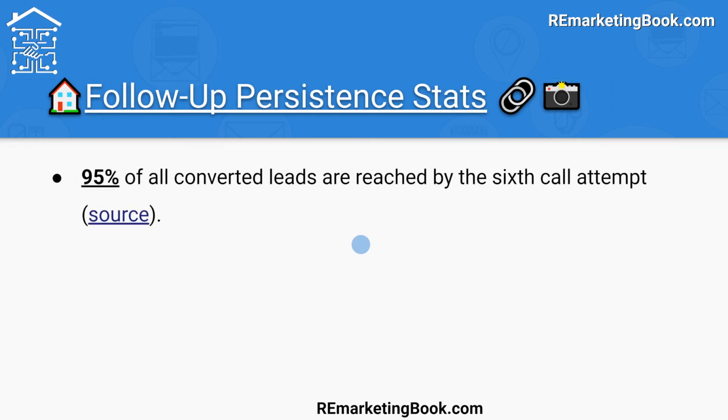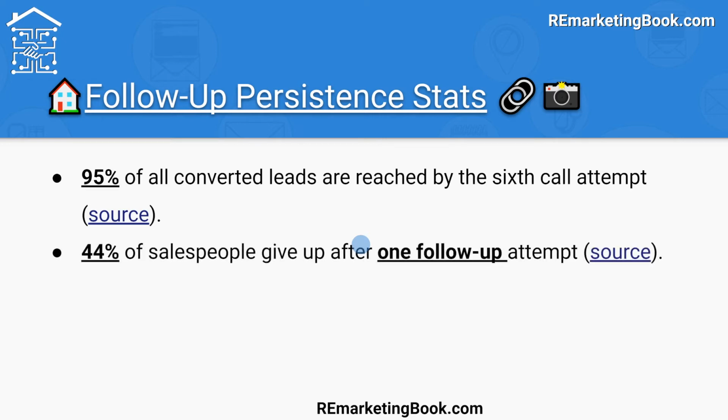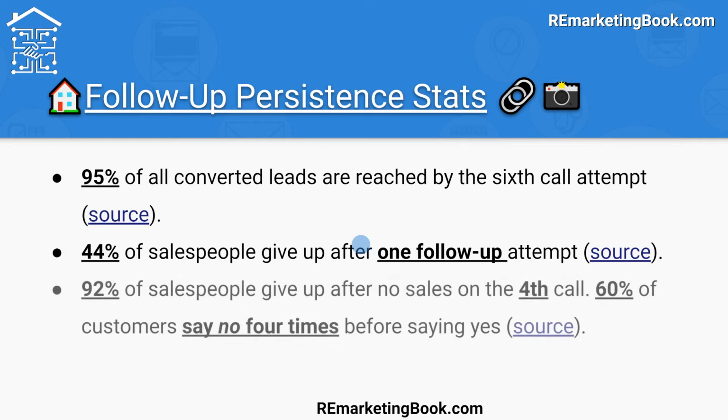Now, I talked about the importance of following up. These are some statistics so you can see how much we drop the ball and how much people are not following up. Follow up persistence stats: 95% of all converted leads are reached by the 6th call attempt. And I got the links in there, so you can see that 44% of salespeople give up after 1 follow-up attempt. Can you imagine how many people give up after the 3rd try? So we're giving up. We're not following up with these leads because we're expecting them to do business with us on the first try. A stat to prove it: 92% of salespeople give up after no sales on the 4th call.